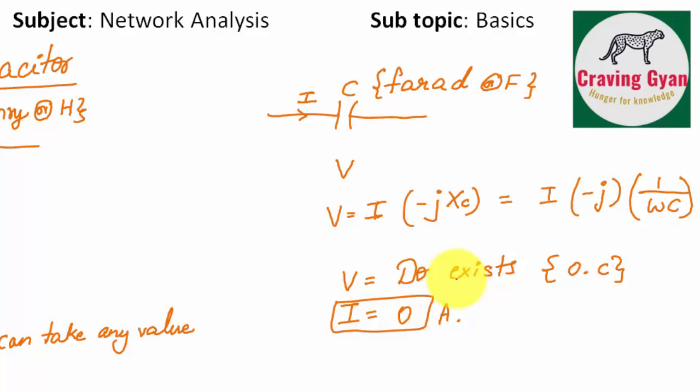In other words, in a short circuit voltage is 0. In an open circuit current is 0. This one line of explanation, if you are able to understand, that is more than enough. Able to follow? Hello? Yes, sir.